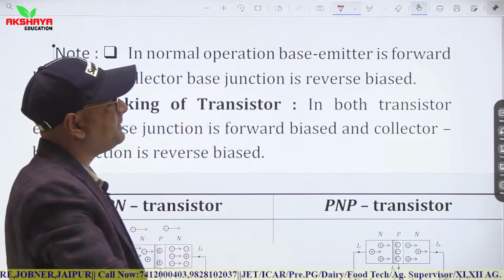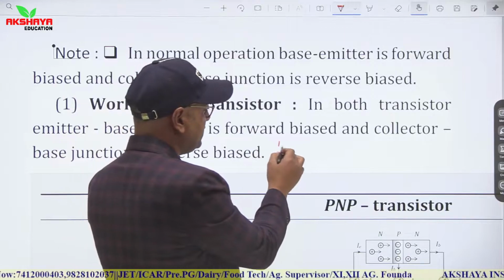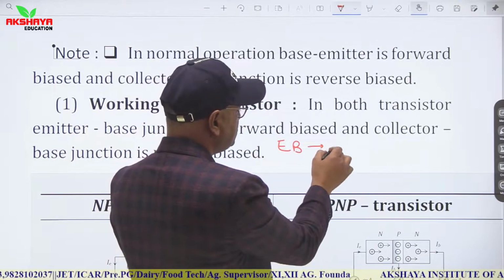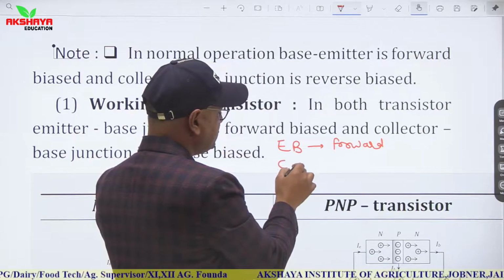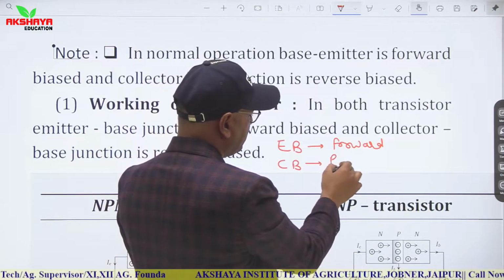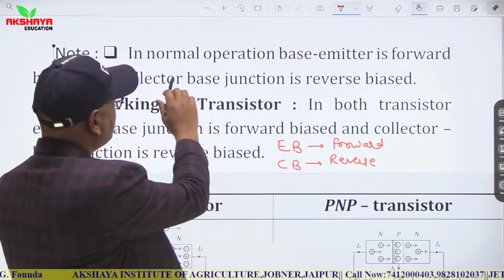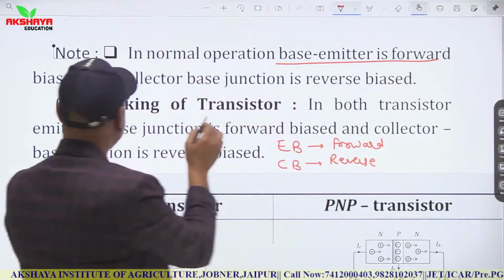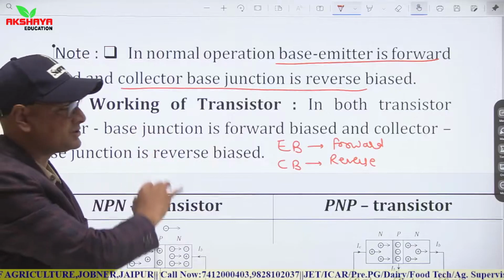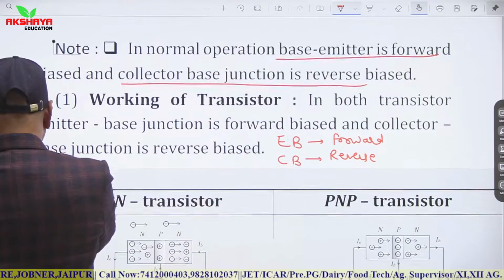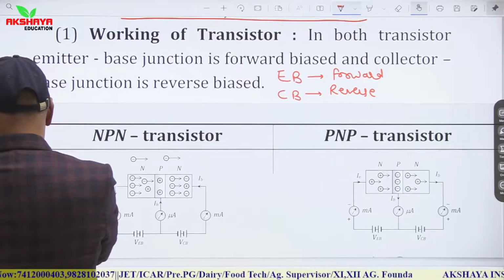In normal operation, the base-emitter junction is forward biased. If we talk about the operation of a transistor, the emitter-base region is in forward bias, while the collector-base region is reverse biased. So in normal operation of a transistor, the base-emitter junction is forward biased and the collector-base junction is reverse biased. Now if we talk about the working of a transistor, in both types the emitter-base junction is forward biased and the collector-base junction is reverse biased.